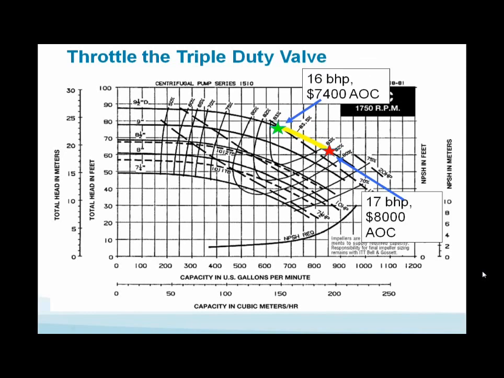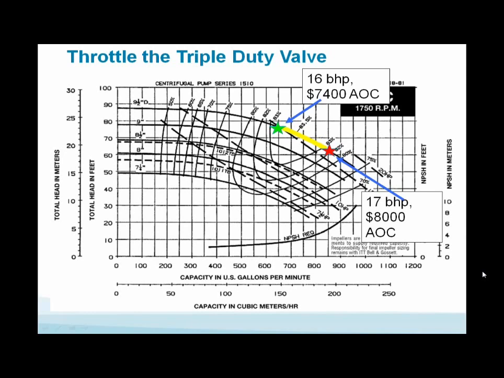What's the problem? We actually saved a little bit of money, didn't we? We went from 17 brake horsepower, at 6 cents a kilowatt hour running continuously, $8,000 to $7,400, and all we did was throttle the triple duty valve. And now I'm at 16 brake horsepower. I'm running at design. What's wrong with that? You're wasting a lot of money and you're not meeting the code. That's what's wrong with it.